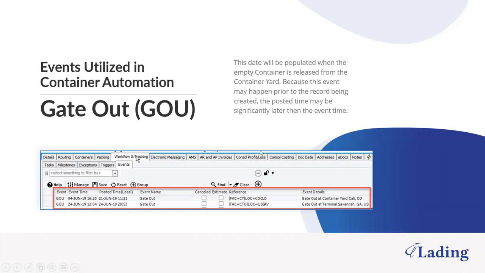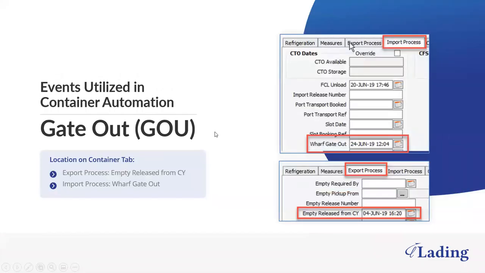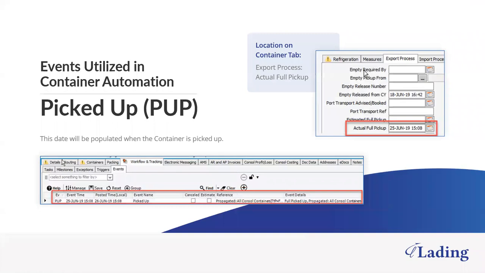Now, where does this show on your consolidation record? Well, on the export process, it'll show as empty released from the container yard. And on the import process, it'll show as wharf gate out. Next, we've got picked up, PUP. Pretty simple. Under export process, actual full pickup. This is the date it'll populate.